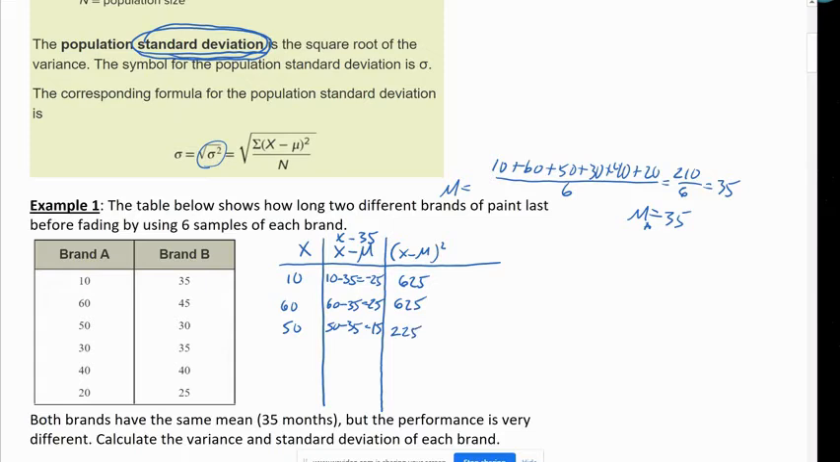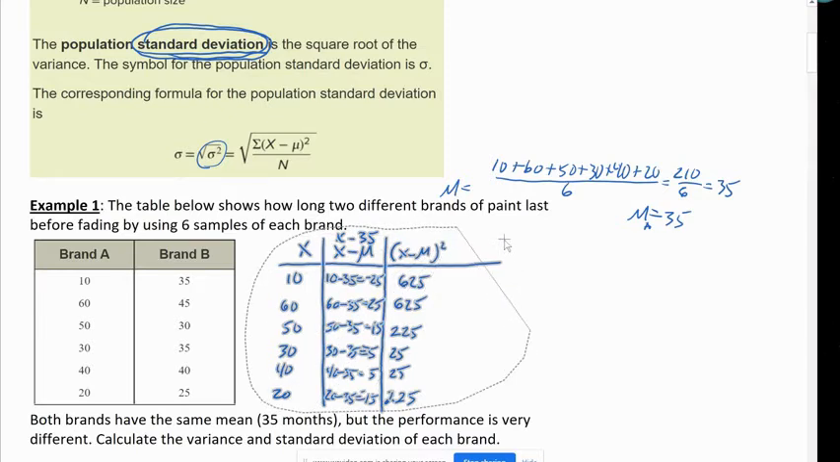is 225. Then we'll do 30. 30 minus 35 is 5. 5 squared is 25. See, these are not too difficult to do by hand. 40, you would do 40 minus 35. Sorry, this one should have been actually negative 5, but when you square it, you get 25. And then this one is still 5, 25, and then 20. We do 20 minus 35 is negative 15, and negative 15 squared is 225. Okay, and so those are all the calculations, those are all the columns that we're going to need.